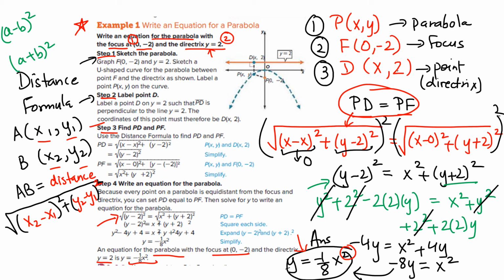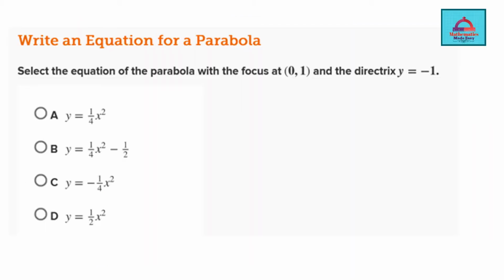So let's try some more questions. So this is one question which I want you to try. It is of the same type where you need to find the equation of the parabola, and you are given two things, the focus, the fixed point, and the fixed line, the directrix. So the equation of the directrix is given. Follow the same steps as I showed you in the last example, 1, 2, 3, 4 to get to your answer.